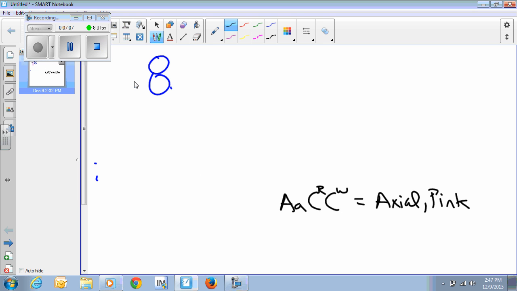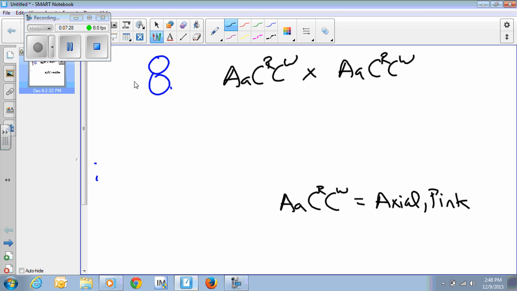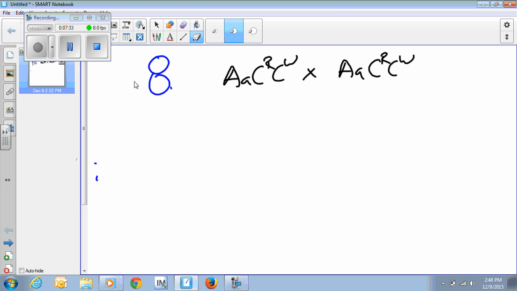100% of this. Now it throws you a curveball. What is the result in the F2? Well, the F2, I'm going to write these up here. You have this axial pink individual, and we should know that F2s self-fertilize. Okay? And this sets us up for a dihybrid cross.